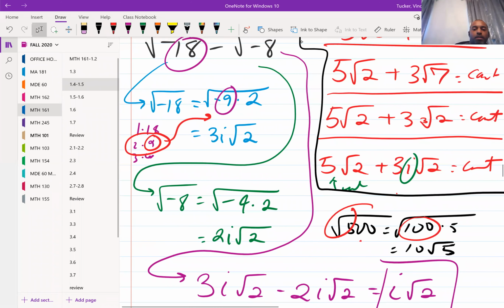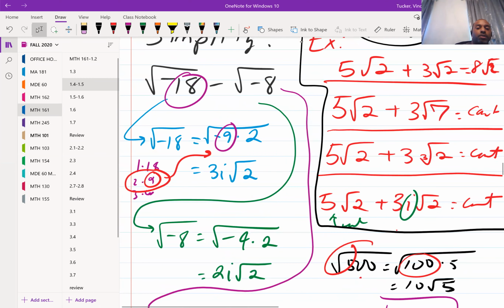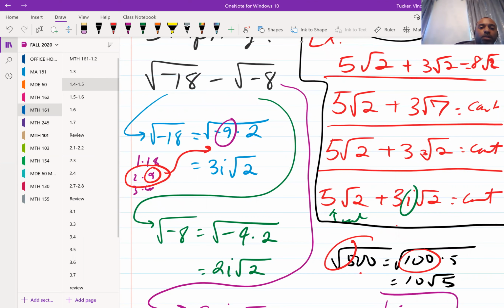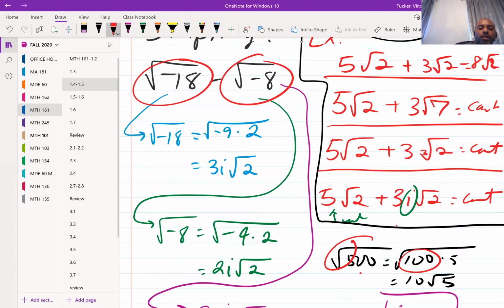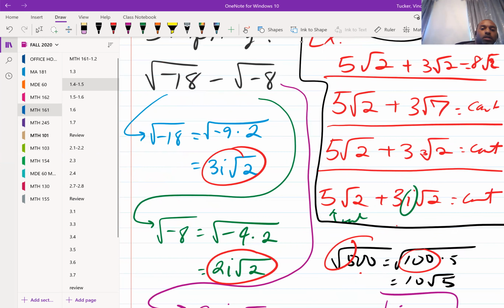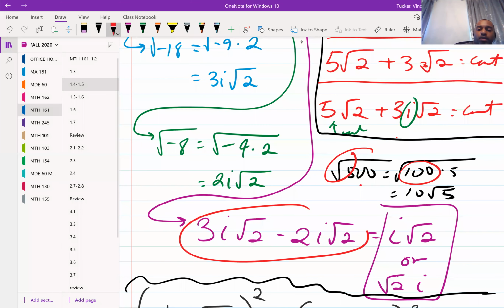All right, that's the problem. Anybody else before we look to finish off this problem? So we've broken down our two numbers into these. We have 3i square root of 2 minus 2i square root of 2. All right, and so that's where we are right here.